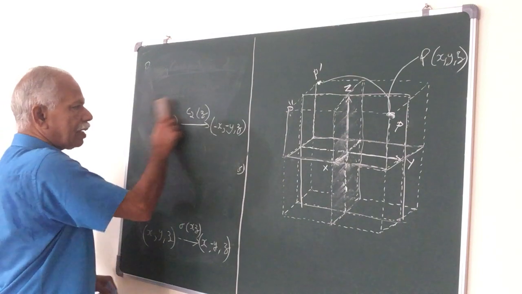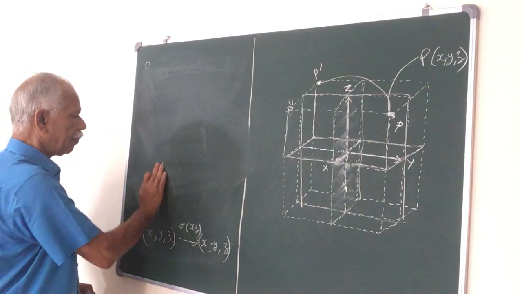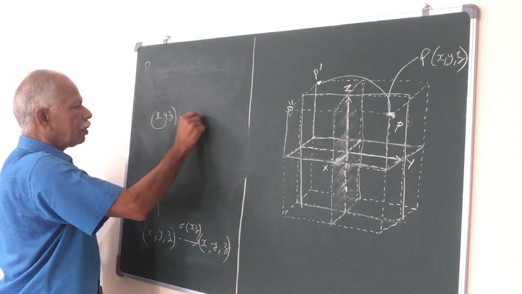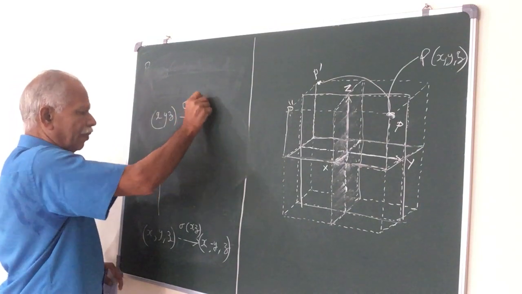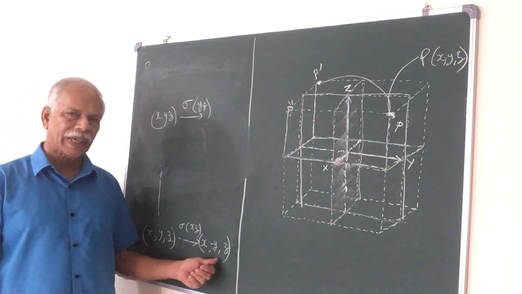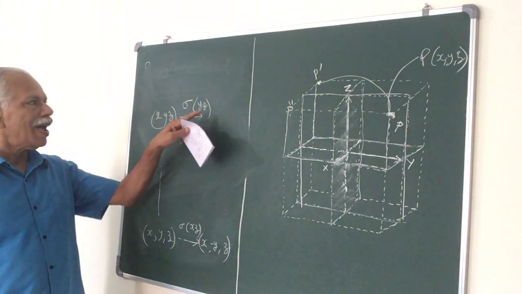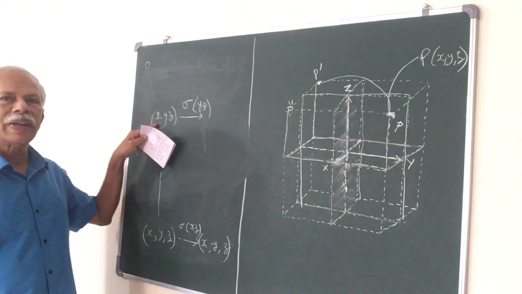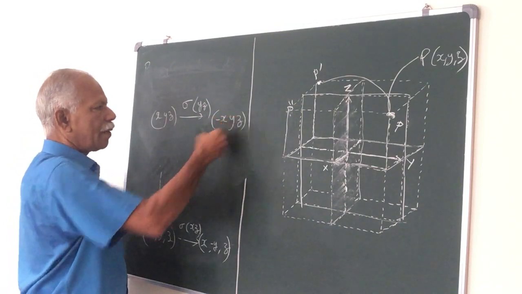How do you generalize it? Suppose the reflection is done about sigma XZ. Here the X and Z have not changed, only Y changes to negative Y. If the reflection is done about YZ, Y and Z will not change, but X will change to negative of that: minus X, Y, Z.